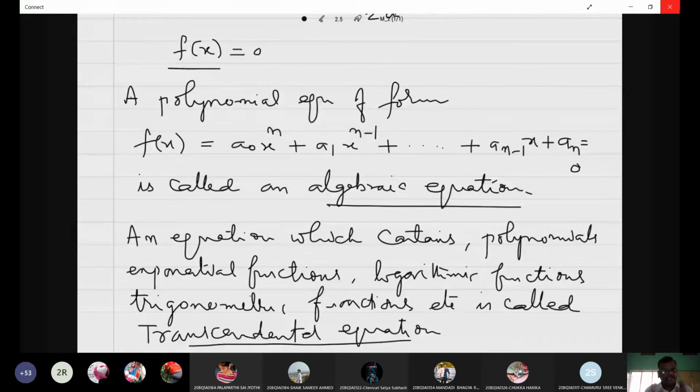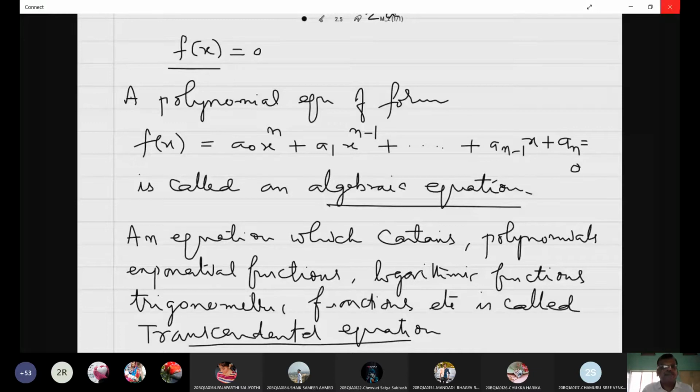An equation in the form of a naught x power n plus a1 x power n minus 1 plus etc. plus a n minus 1 x plus a n equal to 0 is clearly a polynomial in x. Therefore, it is known as an algebraic equation. Its coefficients are some constants.